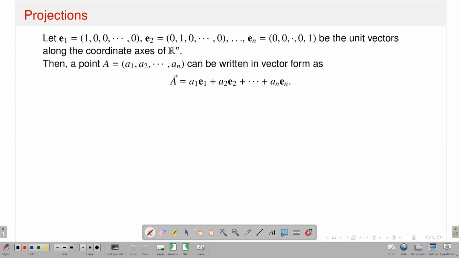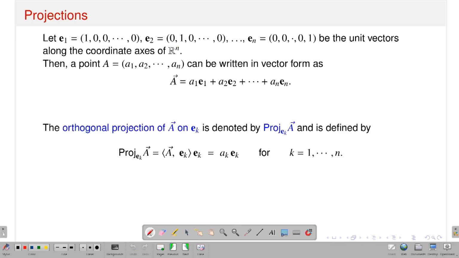So, next we introduce a small concept called projections on components, or projection along a coordinate axis, or projection on a unit vector. Let E1 be the vector whose first component is 1 and all remaining components are 0. E2 has the second component 1, and all other components are 0. En has the nth component 1, and all other components are 0. These are the unit vectors along the coordinate axes of Rn. Then the point A, with components A1, A2, ..., An, can be written in vector form as A1 E1 plus A2 E2 plus ... plus An En.